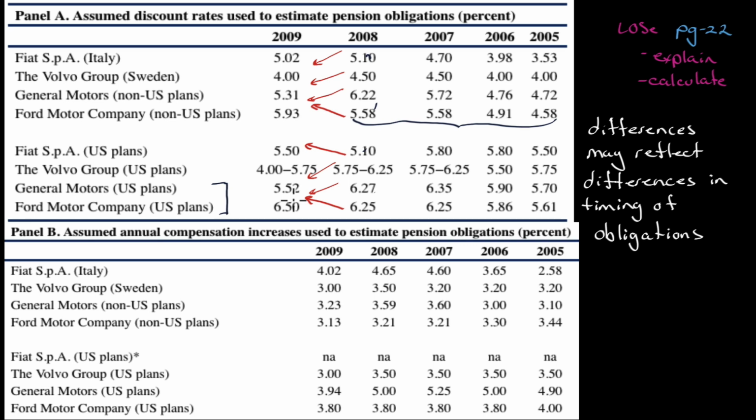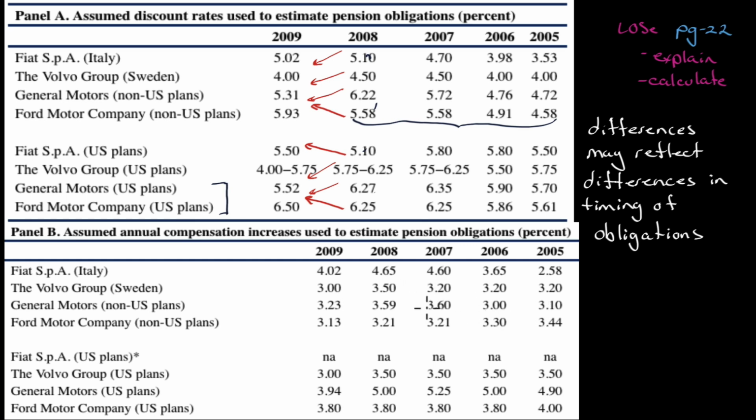Okay, so let's have a look at the lower panel. Let's make sure what we're looking at here. Assumed annual compensation increases used to estimate the pension obligation. So the top panel is what we were discounting back the future obligation. This is our current salaries and what we're assuming they'll increase at to get to the final number. And of course we have the same thing, the non-U.S. plans and the U.S. plans. When we look at the non-U.S. plans, we can see 2005, 6, 7, 8, they were all increasing for Fiat. For Volvo, fairly flat.